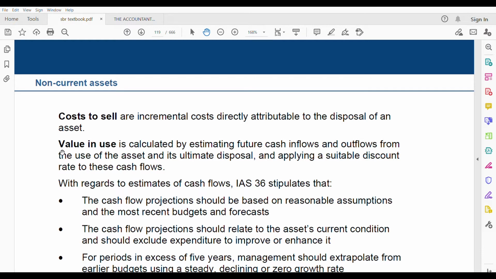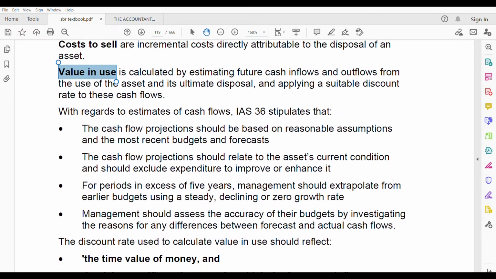What about value in use? What is value in use? So value in use is calculated by estimating future cash inflows and outflows from the use of the asset and its ultimate disposal. So you need to apply a suitable discount. Sometimes remember you might be given a cash flow. That is to find value in use. Sometimes they might not directly say that this is the value in use. You need to find out that value in use by discounting the cash inflows or outflows.